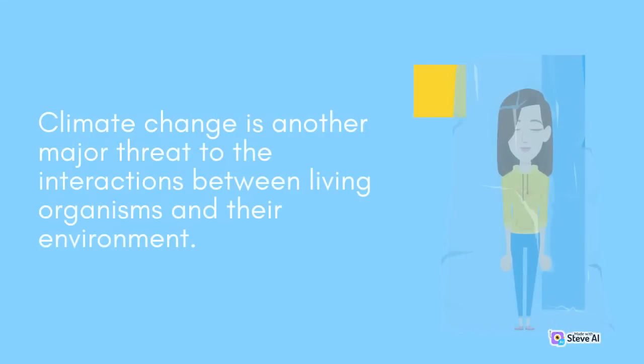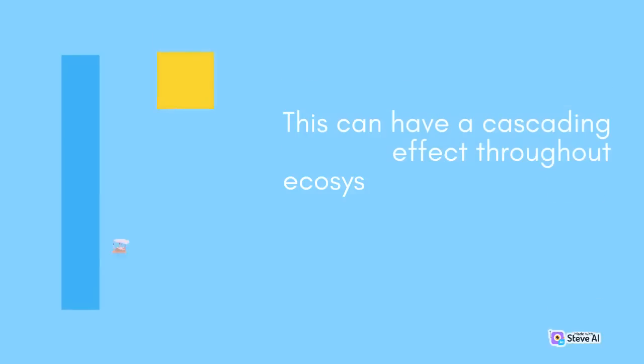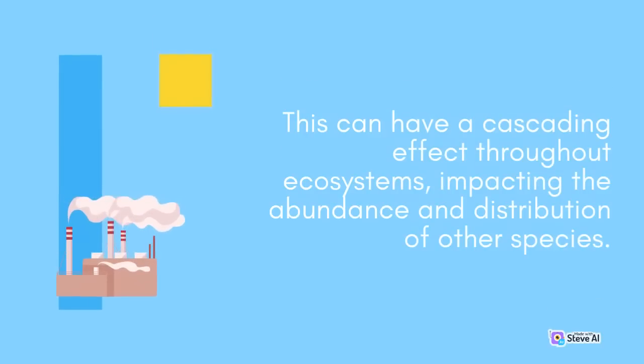Climate change is another major threat to the interactions between living organisms and their environment. Rising temperatures and changing weather patterns can alter the behavior and distribution of species, causing some to migrate to new areas or go extinct. This can have a cascading effect throughout ecosystems, impacting the abundance and distribution of other species.